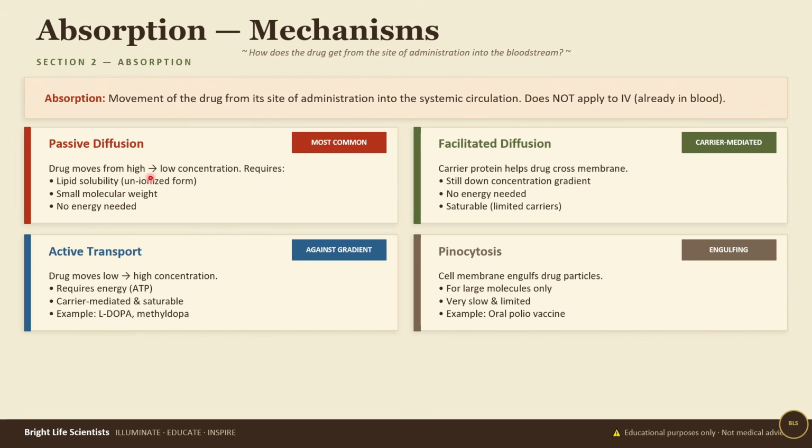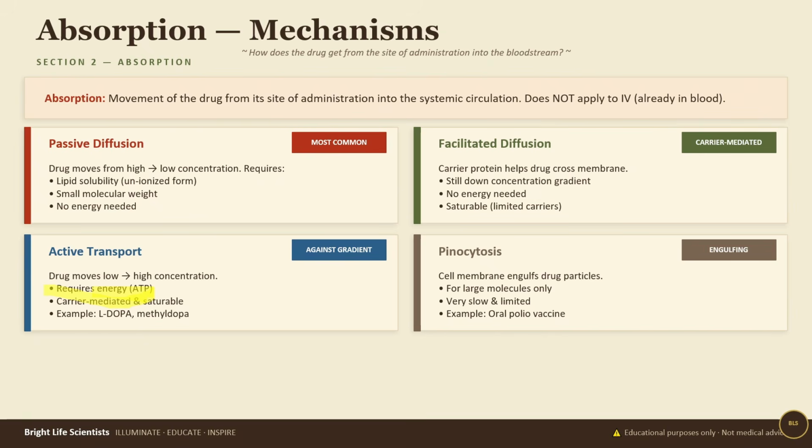Then mechanism 2, we have facilitated diffusion, which is carrier mediated. Here a carrier protein helps the drug cross the membrane. Still it does this down the gradient. No ATP is needed, but the carrier can become saturated. Then mechanism 3, we have active transport, which is always against the gradient. The drug is moved against its concentration gradient and requires energy in the form of ATP. Here it is also carrier mediated and the carriers can become saturated. Classic examples of drugs that use this mechanism are levodopa and methyldopa.